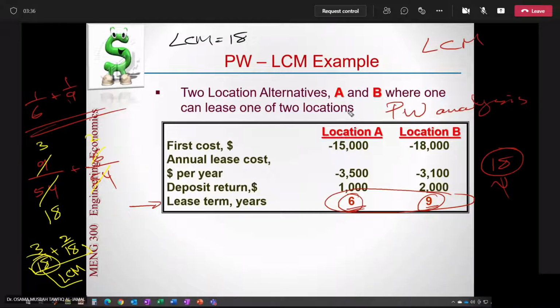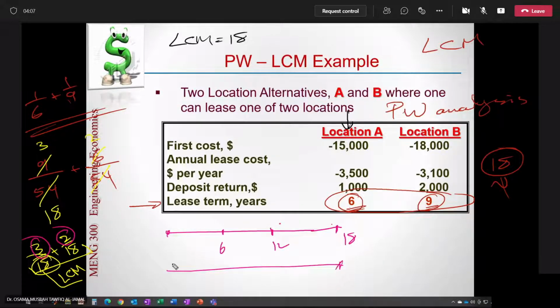How many times are we going to repeat the first one? 3 times, from 0 to 6, 6 to 12, 12 to 18. The second one, how many times do we have to repeat it? According to this, 2 times, from 0 to 9, 9 to 18. This is the first step you must do; if you didn't do it, everything is wrong.